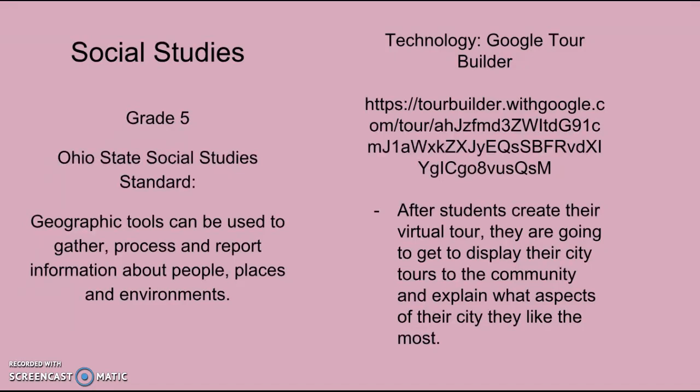My first lesson with this book is a social studies lesson. It covers the 5th grade Ohio State Standard: geographic tools can be used to gather, process, and report information about people, places, and environments. So in this lesson, students will read the book and see that this person wrote the book of Harlem and talked about these different places that were important to it.